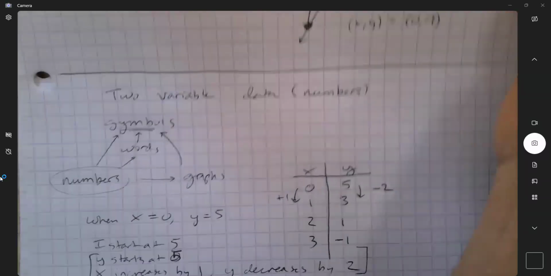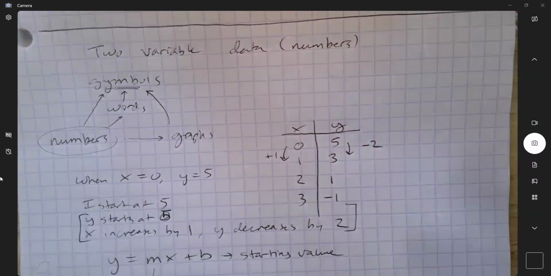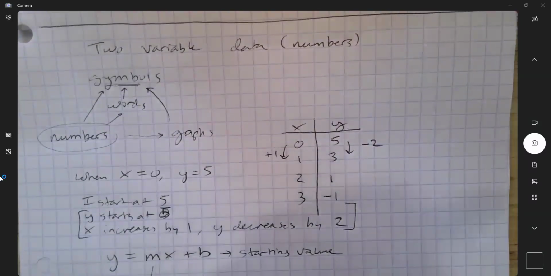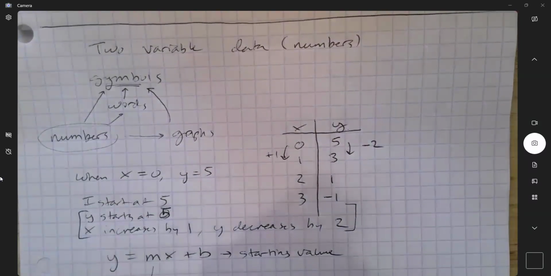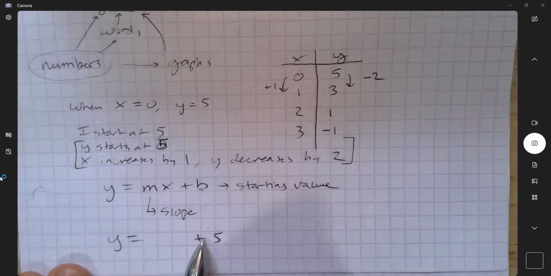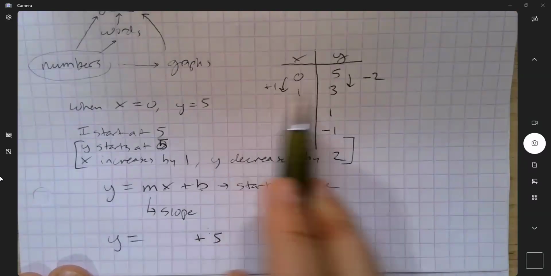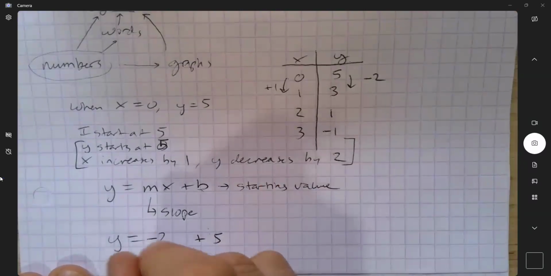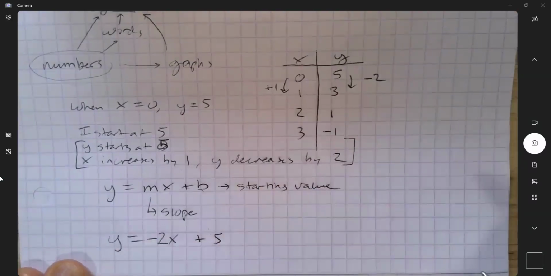So we can use that same idea here. y is starting at 5. So I'm going to add a +5 for where it starts. And every time x goes up by 1, y goes down by 2. So I'll do a -2x.